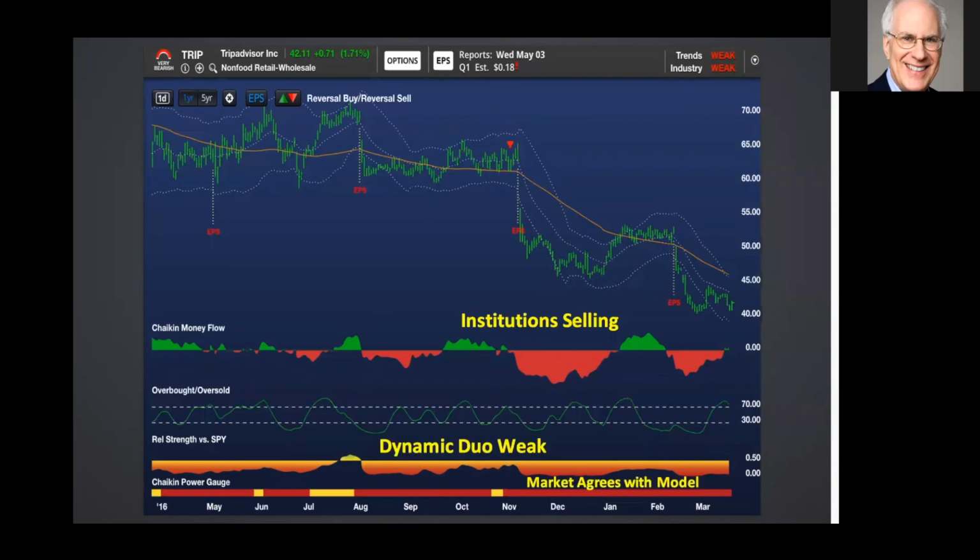Now we're going to show you, when we do a live demo of our discovery engine, how you could find a substitute for Tripadvisor or stocks that are similarly bearish. And now we know that the earnings report that's upcoming will be on May 3rd, and the likelihood is yet again for a negative earnings surprise.